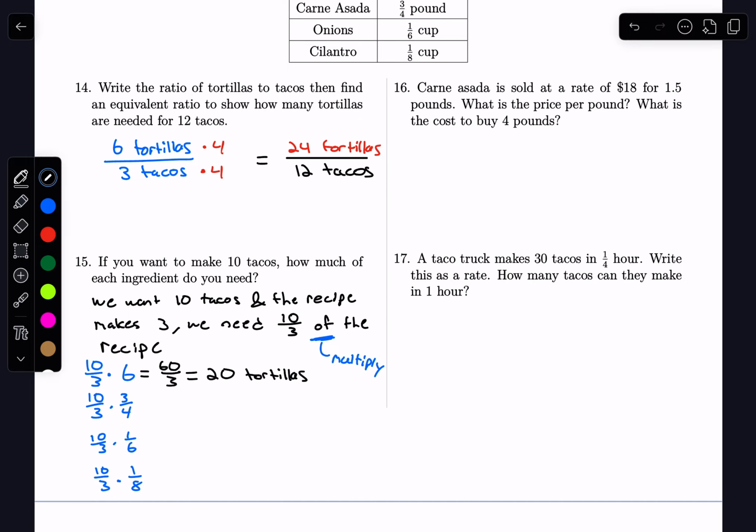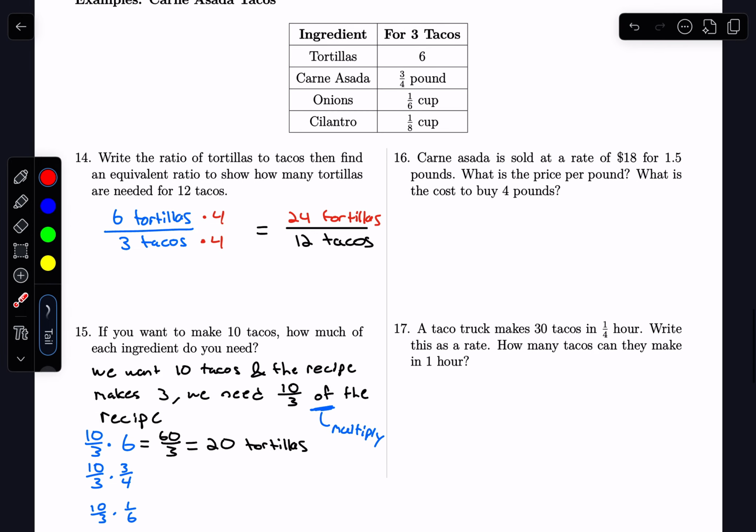Now let's double check if that makes sense. We said earlier that we need 2 tortillas for every 1 taco. This ratio of 3 to 6 tells us every taco needs 2 tortillas. So if we want 10 tacos and each taco needs 2 tortillas, it makes sense that we need 20 tortillas. We didn't set up that ratio for every problem, but we did it for the tortillas. So 10 times 2 gives me the 20 tortillas that I need.